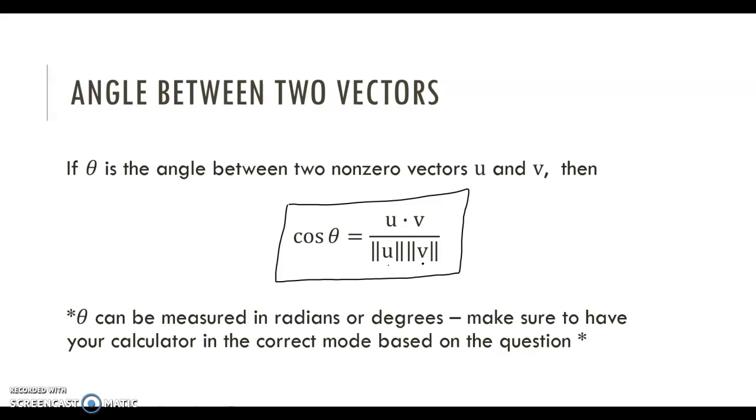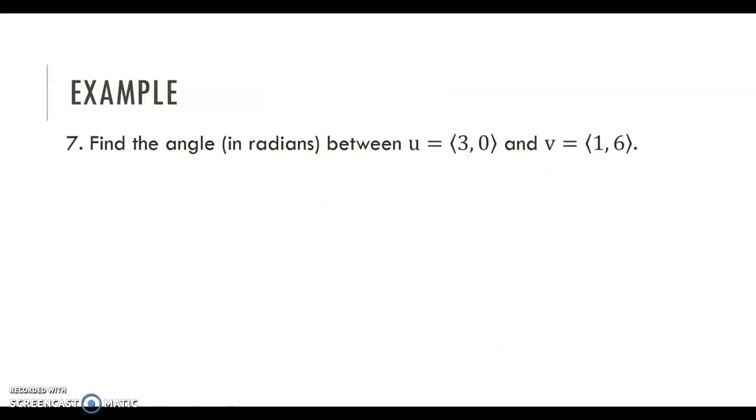Keeping in mind that theta, this angle, can be measured in either radians or degrees, just make sure that you have your calculator in the correct mode based on what the question is asking. So let's look at an example here. We're going to find the angle in radians between these two vectors here, u and v. So let me just write the formula.